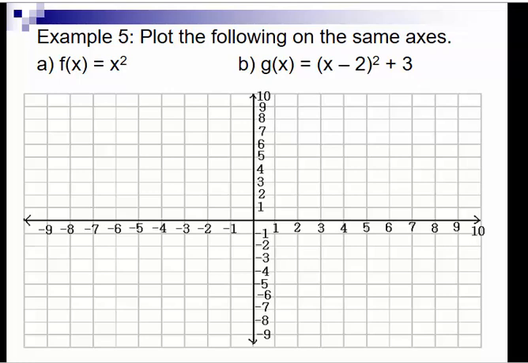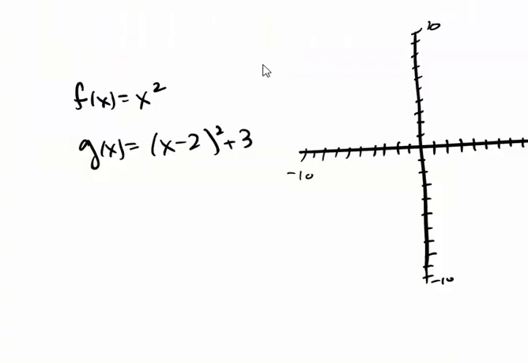Okay, so now we're going to combine a couple of things here. Okay, so we're going to graph y equals x squared, or f of x equals x squared, and then do this transformation, (x - 2) squared + 3. So the original graph goes through (0, 0), (1, 1), (2, 4), (-1, 1), (-2, 4), and we get the parabola shape.